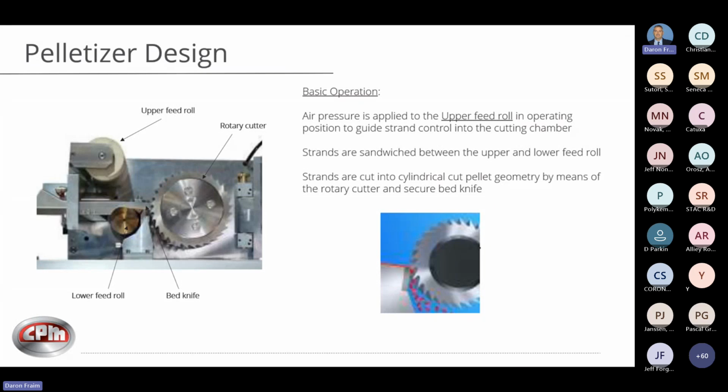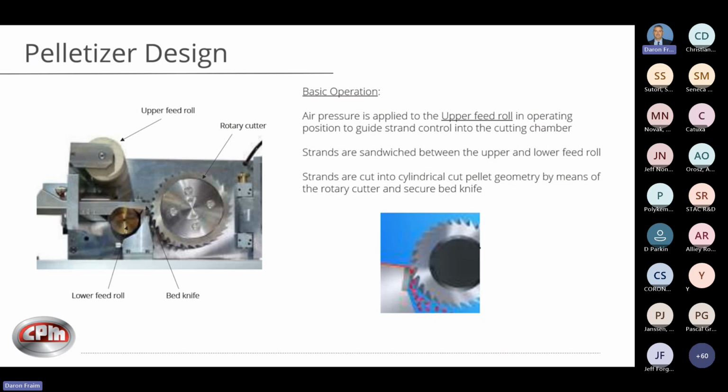Just to give a brief overview, I won't go into a lot of detail, but to give you a visual if you're not familiar with the standard design of these pelletizer units: you'll have an upper feed roll and a lower feed roll. There's a doctor blade that transitions from the feed rolls to your bed knife. A bed knife is what the rotor cuts against. It's the shear point to cut these pellets.